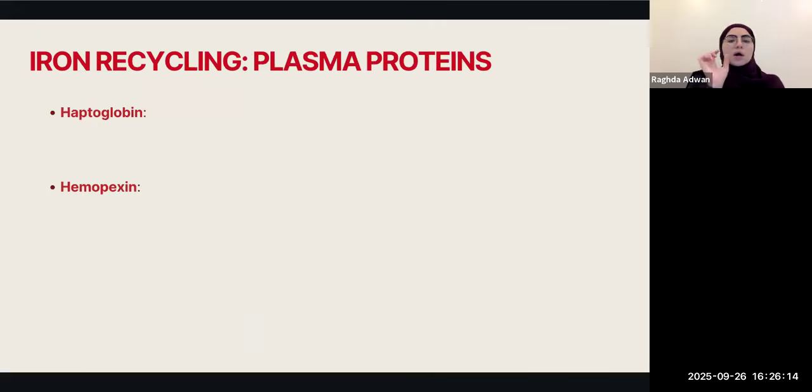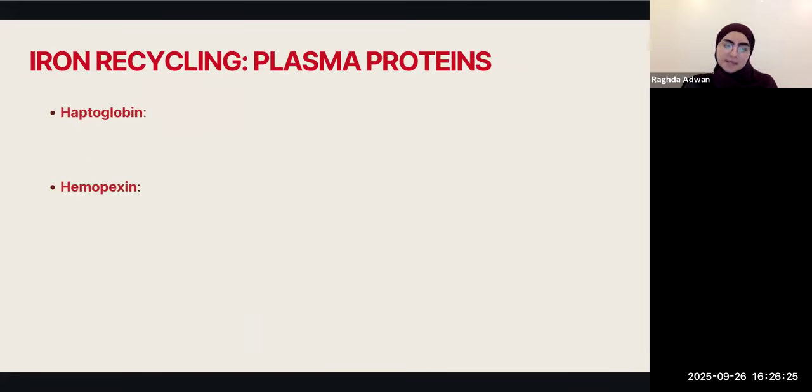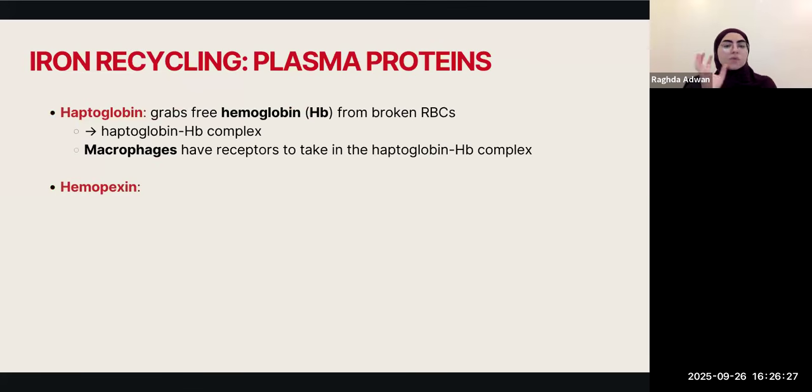So, in addition to what we just mentioned, there are some plasma proteins which help to store iron or carry iron. We have two of them. We have haptoglobin and hemopexin. Haptoglobin will grab the free hemoglobin after RBCs are broken down. Haptoglobin will bind to the hemoglobin and will form the haptoglobin-hemoglobin complex, which is then taken in by macrophages, and then macrophages do what they will with them, whether it's to store them or get rid of them.